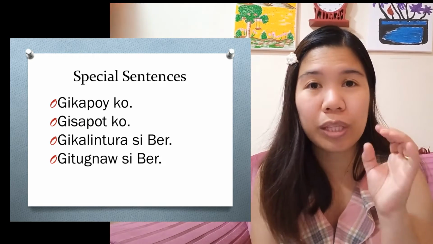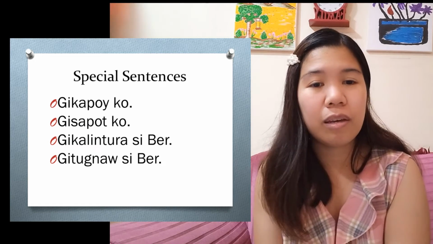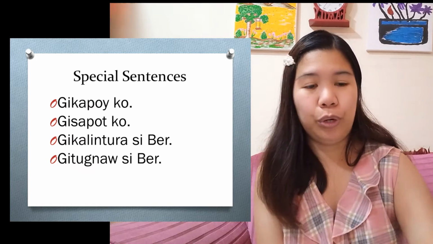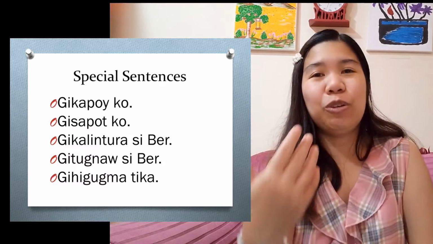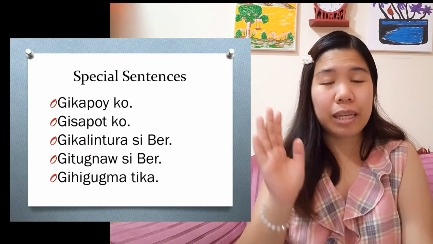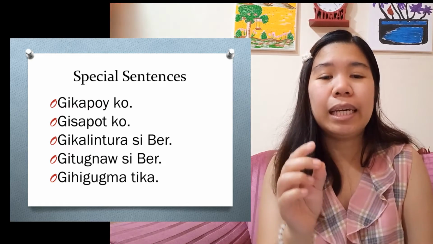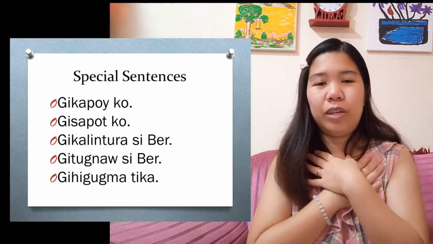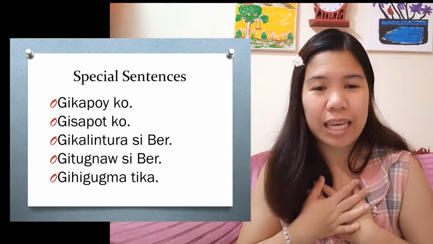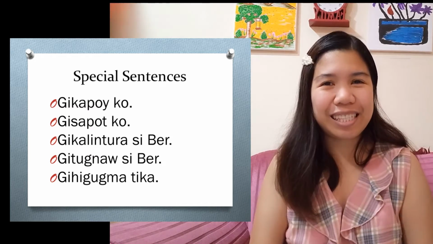Gitugnaw si Ber. Tugnaw means cold. So if you add gi, it shows your state. Ber is feeling cold. Gitugnaw si Ber. Next, gihigugma tika. You've heard about this phrase a lot of times. Okay? Gihigugma tika means I love you. From the word higugma, which means to love. So if you add gi, it shows your emotion or feeling. Gihigugma tika. Okay, so I hope that's clear.